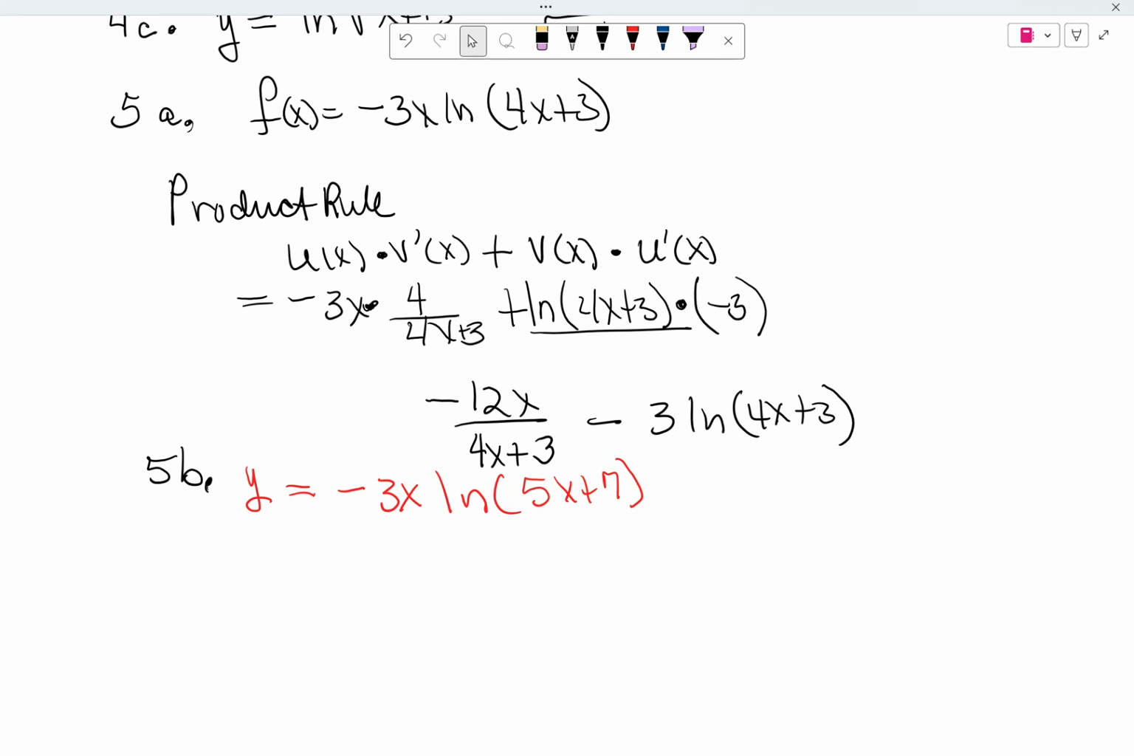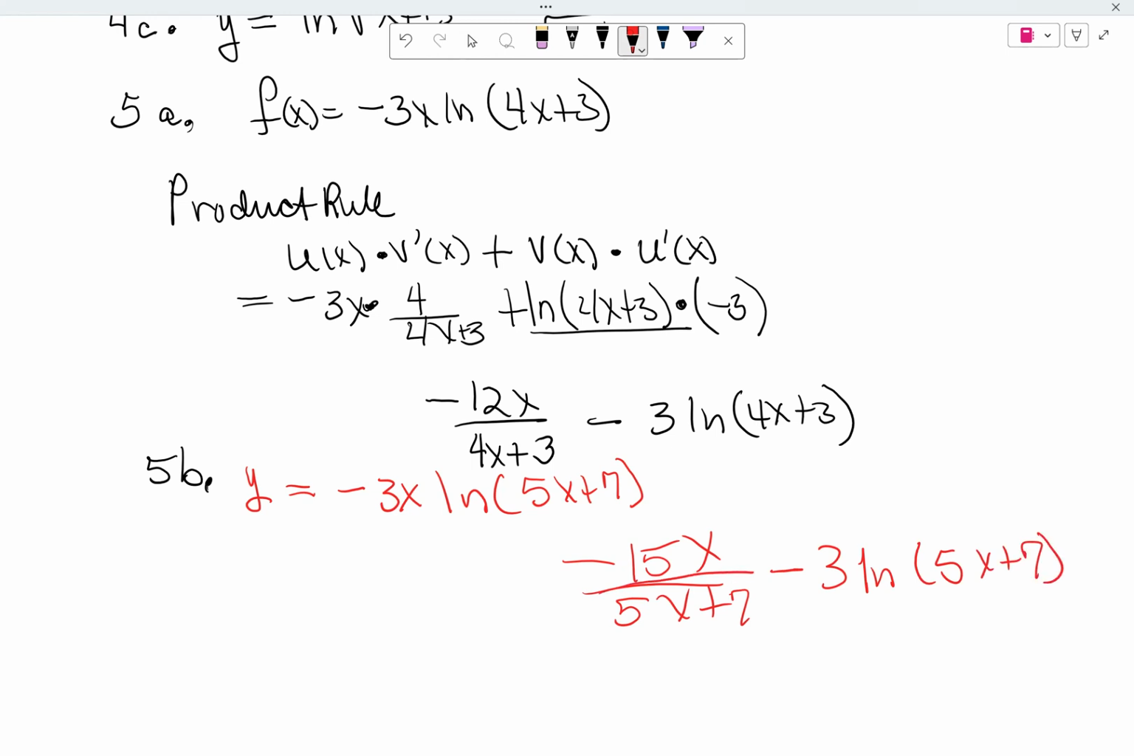So I think I got my answer. Tell me. I got negative 15x over 5x plus 7 minus 3 natural log of 5x plus 7. Yes, that is correct. Is that what everybody got so far? That's what I got. Do you want to try another one, or are you going to move on?